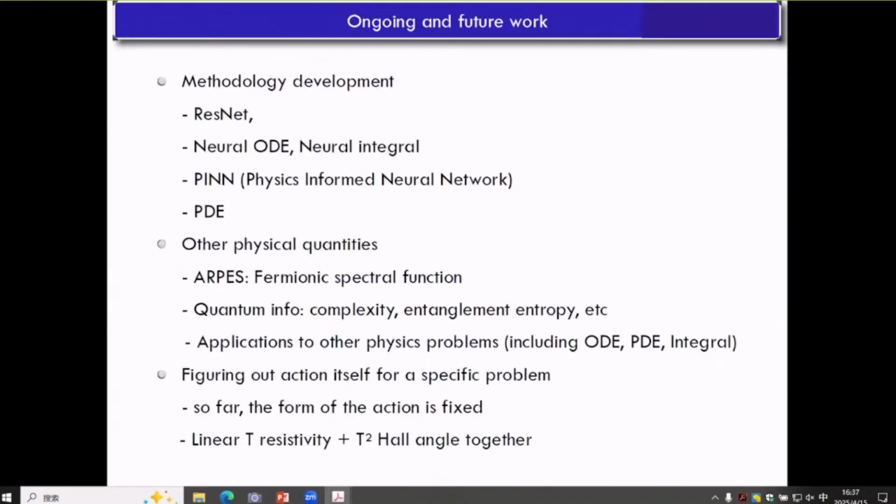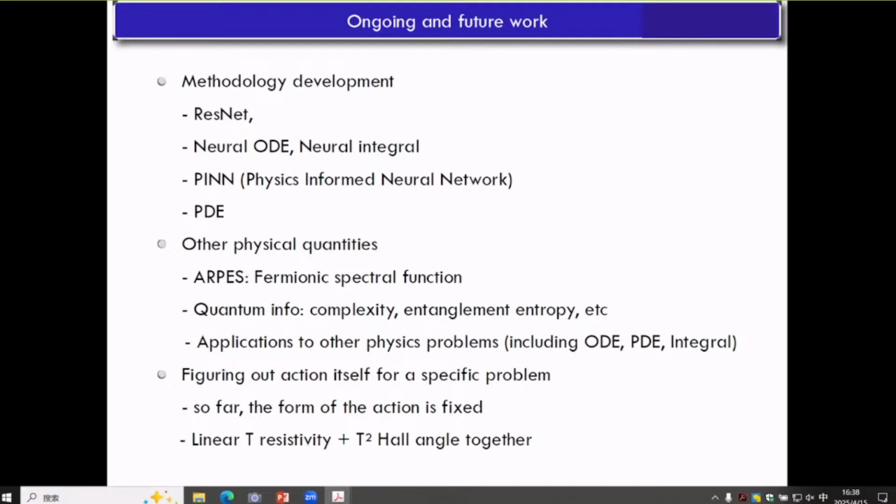Okay, so now what we are doing is two things. We first need to understand and develop the methodology. So how to use machine learning for ODE, so this is a very interesting idea, PINN. Maybe I can explain that later if you want. I like this name, physics informed. So we need the physics. It's not just a black box. I just focused on ODE, but the PDE part is also important. And we can use other physical quantities to apply machine learning, like Alpers data, fermionic spectral function, and more quantum information theoretic properties like complexity.